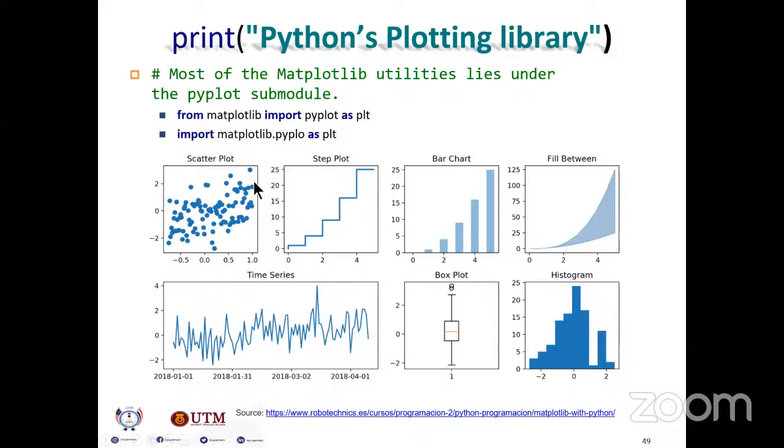You can have different kinds of plot: scatter plot, step plot, bar chart, fill between. This is when you have the mean and the standard deviation, and you have time series. For most predictions, you will use time series. You will use the box plot if you need to find outliers, and also you can use a histogram. These are the types of plot that you can use in matplotlib pyplot.